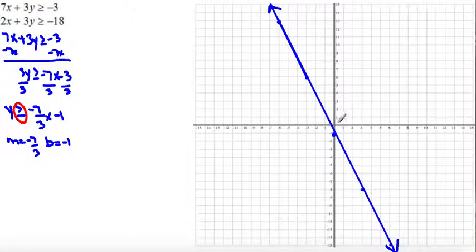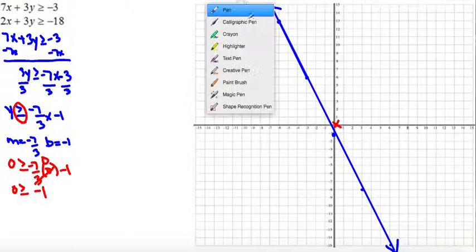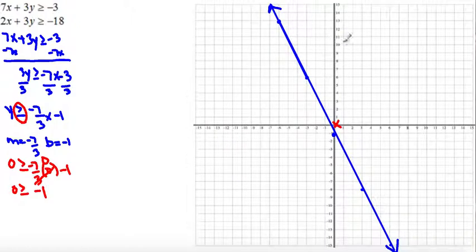Okay, so now to figure out which side I shade, whether I shade the side that includes the 0, 0 point or the left side, I plug in the 0, 0 point. So 0 is greater than or equal to negative 7/3 times 0 minus 1. So I have 0 is greater than or equal to 7/3 times 0 is 0. 0 minus 1 is negative 1. So this is true. 0 is greater than negative 1. So I'm shading the side that includes the 0, 0 point. So to the right of the line.